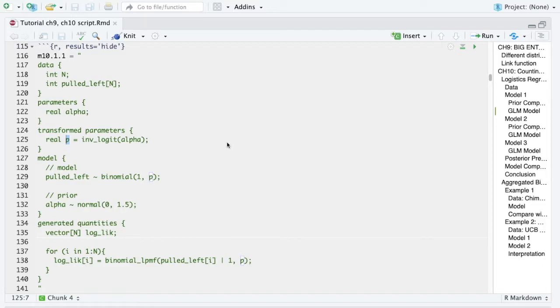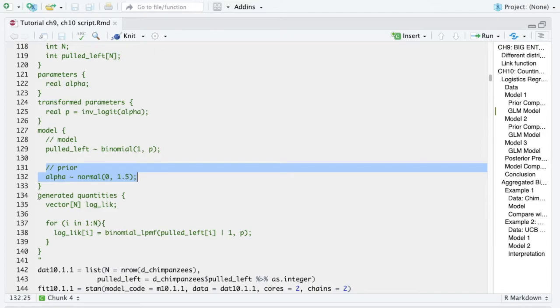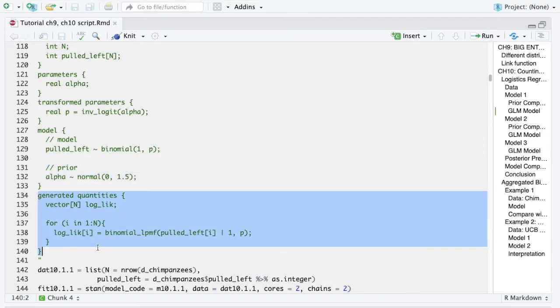The structure of the Stan model is the same as simple linear regression. We need the sampling statement here, but now we replace the normal sampling statement with a binomial sampling statement. The pulled left is our y, and the value is either 0 or 1. In the binomial sampling statement, there are two parameters, n and p. So n must be 1, since one row is one experiment. And in the generated quantities block, we also need to calculate the log likelihood for model comparison. The only difference is that we replace the log LPDF function with a binomial LPMF function.